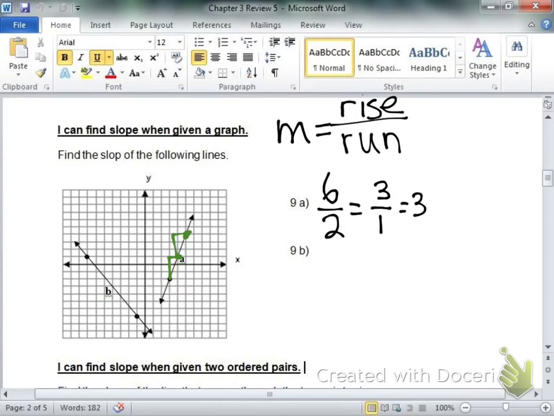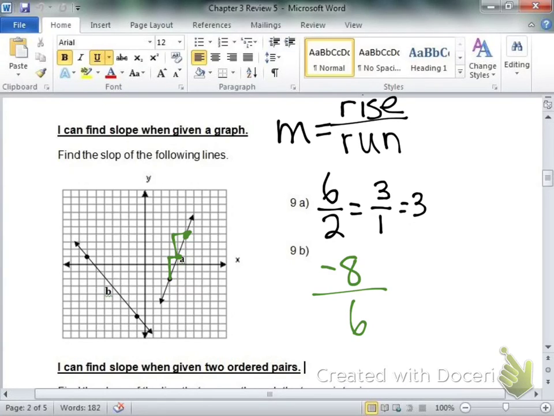Alright, B, we're going to do the same way. So start at one of the points. Count how you're going to get to the other one. Rise over run. So 1, 2, 3, 4, 5, 6, 7, 8. Down 8. Down is a negative rise. So negative 8. Now I'm going to count my run. 1, 2, 3, 4, 5, 6. And I'm going right, so that's a positive.